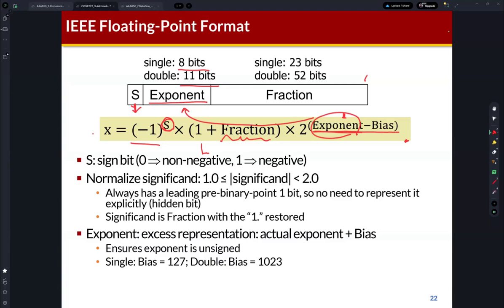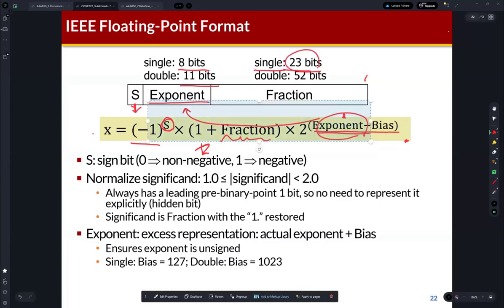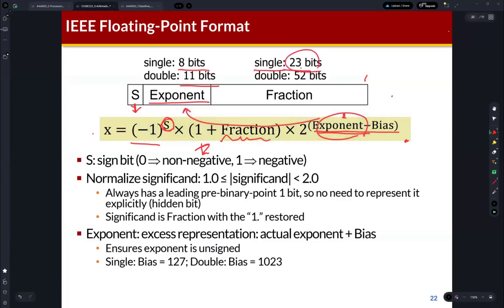So this is the 1.xxx, and this part is the fraction part. For the single precision, we use 23 bits for the fraction part, and for double precision, we use 52 bits. Okay, so this is the definition, it's just the definition. So you can just memorize this definition.